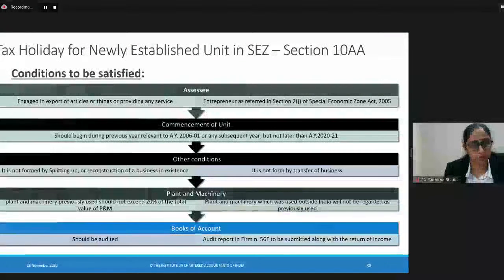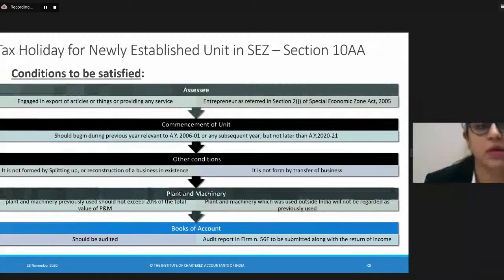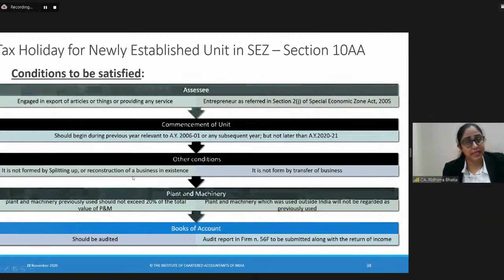It should not be formed by splitting up or reconstruction of a business in existence. It should not be a transfer of business. You should use only new plant and machinery. Second-hand plant and machinery should not be taken, but plant and machinery which is used outside India is not considered as second-hand. But if you're using second-hand plant and machinery, it should not be more than 20% of your total plant and machinery.